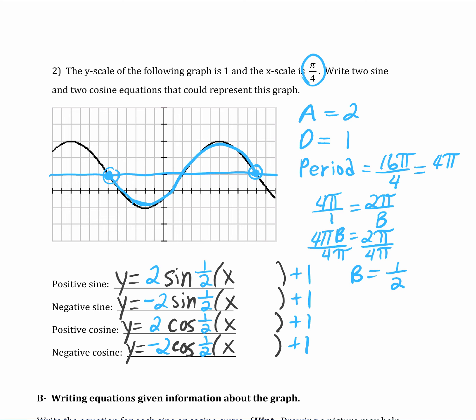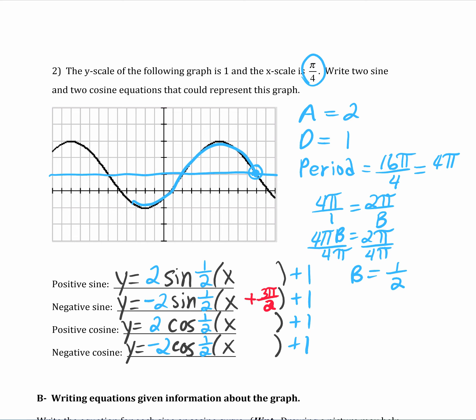I actually already have a negative cosine trace, so if I count my distance to the left, 1, 2, 3, 4, 5, 6 pi/4, that would simplify into 3 pi/2. So since we're going left, we want to put +3 pi/2 in here. And there's different options for this. So you might not have the exact same equations when you go to check answer keys, but your key is to look and make sure that your A, B, and D values are the same, and then make sure that your phase shift makes sense for the graph.